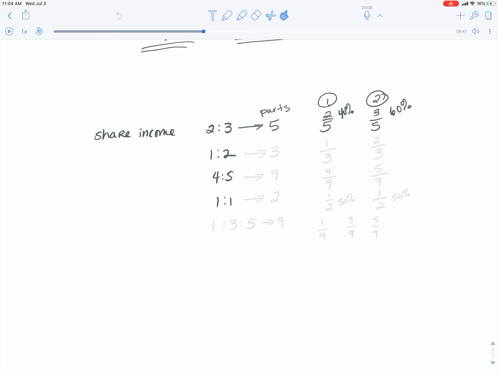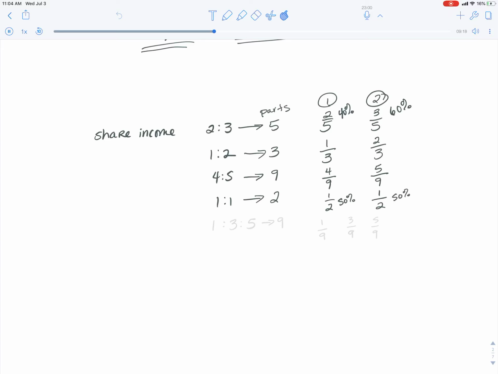So what's 1 to 2? 1 to 2 would be a total of 3 parts. So partner 1 would have 1 of the 3 parts. Partner 2 would have 2 of the 3 parts. What's 4 to 5? Well, that's 9 parts. So one partner has 4 of the 9. One partner has 5 of the 9. And then if it's 1 to 1, this is actually 50-50. So there's 2 parts. Each partner has 1 of the 2 parts. So that's the same as sharing equally.